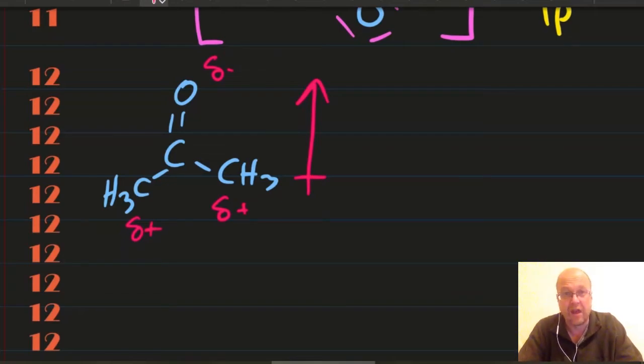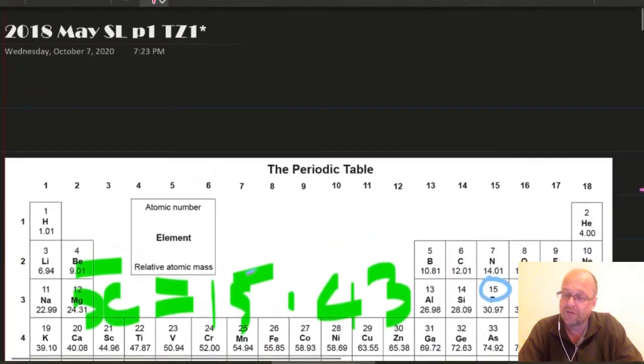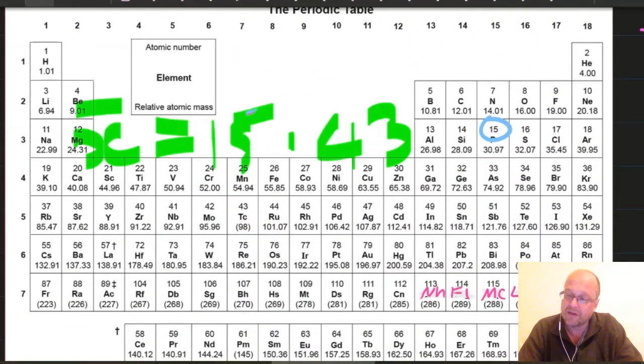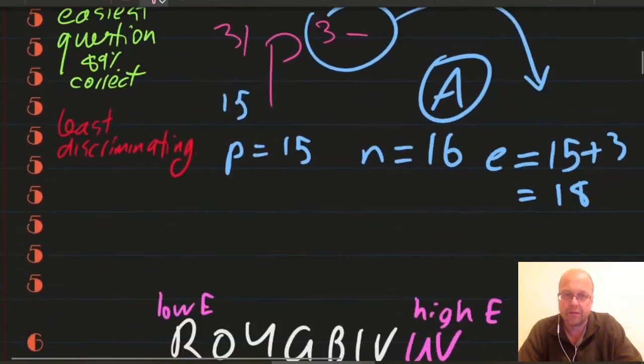How do I know that oxygen has a high electronegativity? Well, because looking at the periodic table, fluorine has the highest electronegativity and oxygen's right next to it. So oxygen's going to really love electrons too in a pair, in a bond.